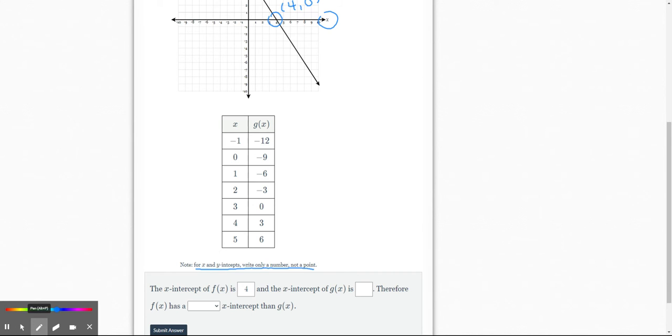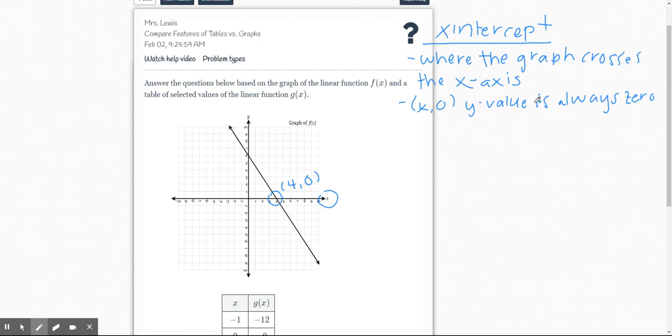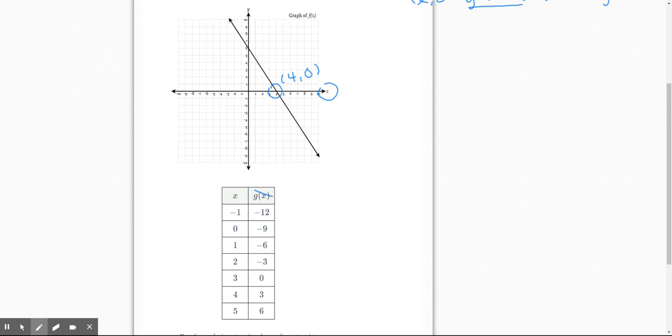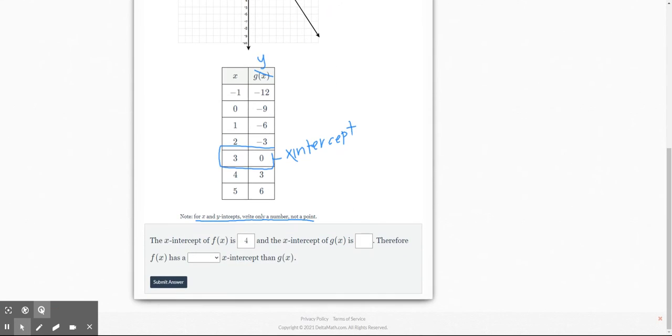And then for g of x, well, we said again that the x-intercept is when the y value is 0. So here, again, these are the y values. So where's the y value 0? Right here. And so this would be our x-intercept. So again, just continuing to practice our vocabulary and being able to demonstrate what we know about those terms.